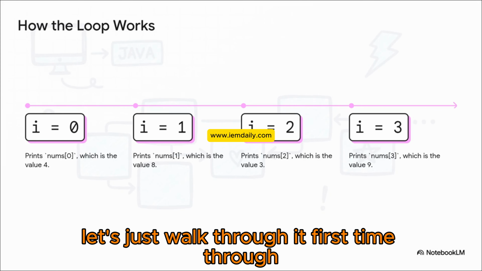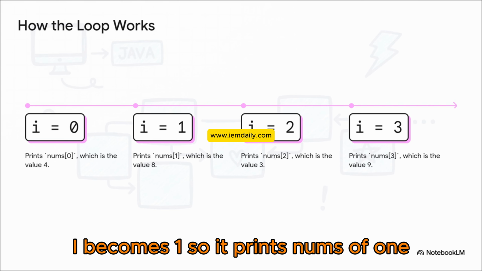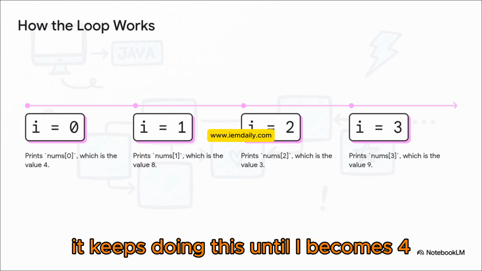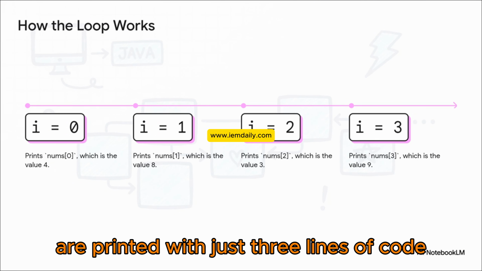Let's just walk through it. First time through, i is 0, so it prints nums of 0. Then the loop runs again, i becomes 1, so it prints nums of 1. It keeps doing this until i becomes 4. At that point, the condition i less than 4 is no longer true, so the loop just stops. All our values are printed with just 3 lines of code.